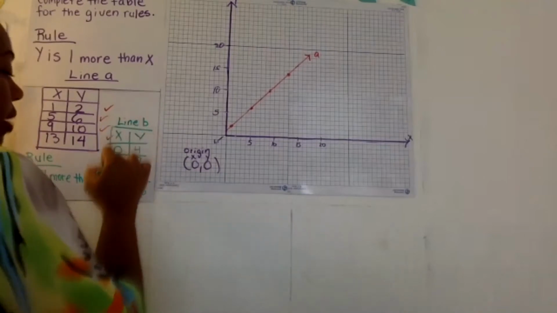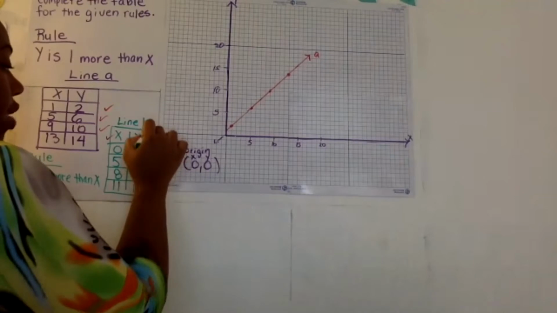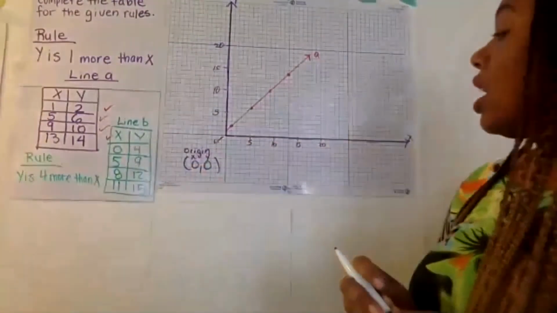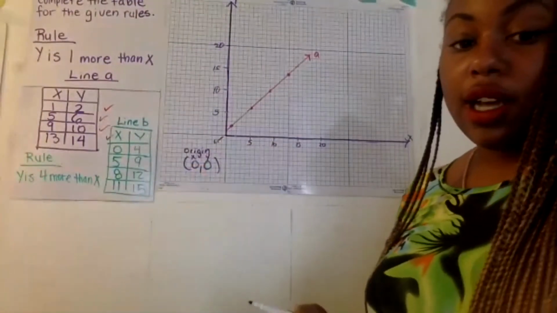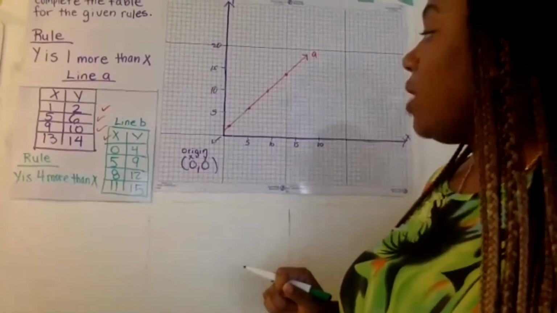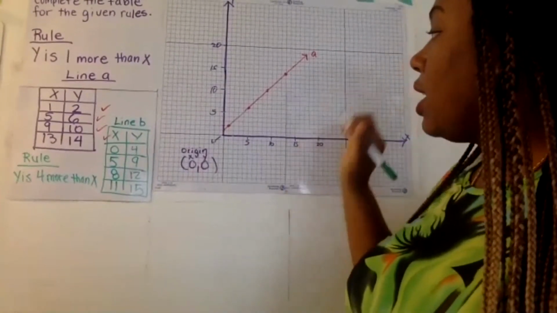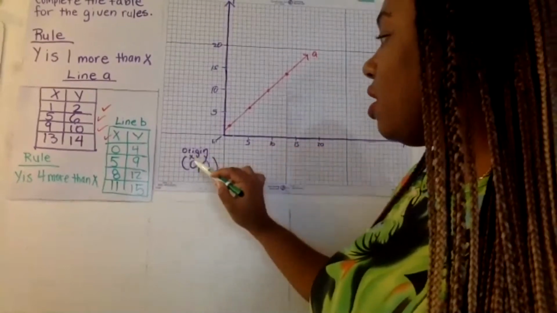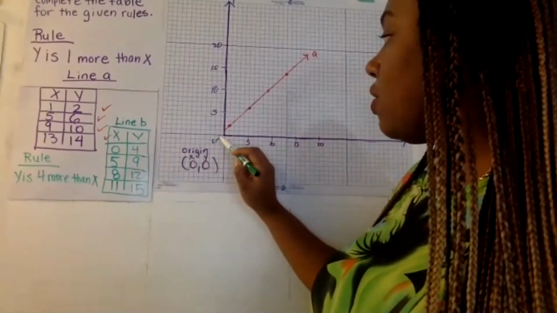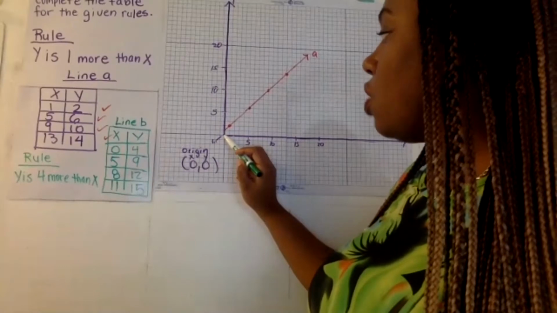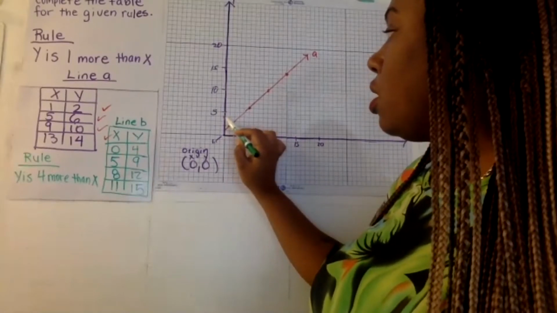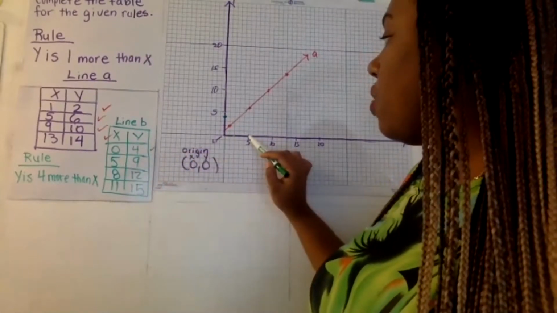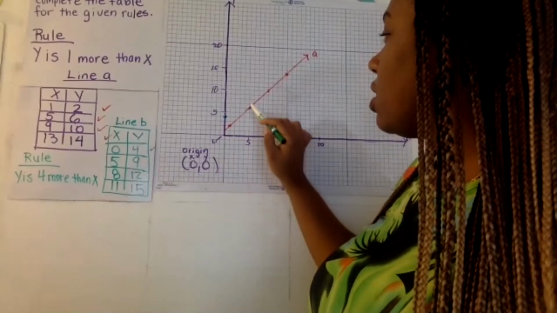All right, so now we have our coordinate pairs for line B. Now it's time to construct a line. It looks like this line may be parallel to line A, but let's see. Remember, x is 0, so here's x at 0 at the origin, and y is 4, so we go up 4. 1, 2, 3, 4. Now 5, 9: we go across the 5, go up 9. 1, 2, 3, 4, 5, 6, 7, 8, 9.